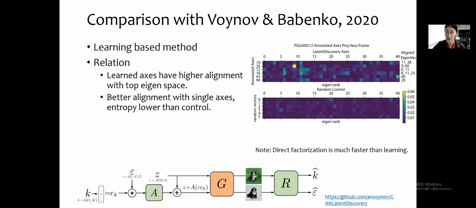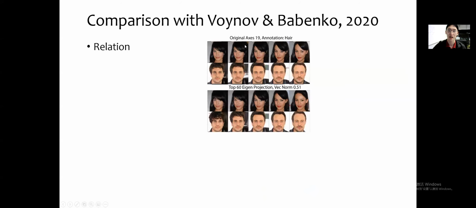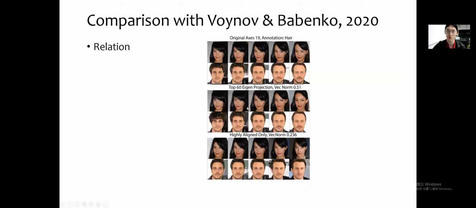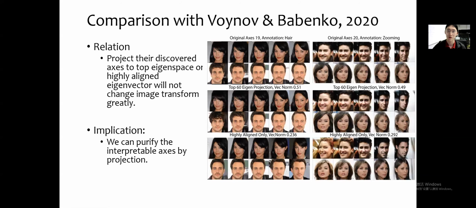We also note that our method is much faster than their learning-based method. We also project their discovered axes onto our top eigenspace, or highly aligned axes, and we find that after projection, they retain their semantics. So we think we can purify the axes discovered in other methods just by projecting them onto our Hessian structure.